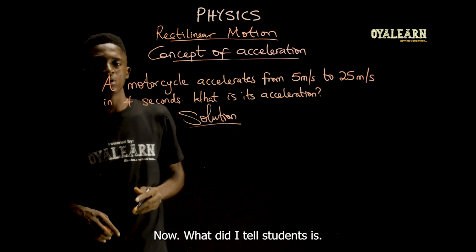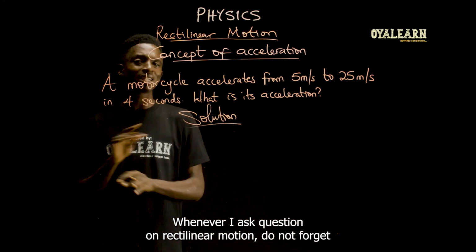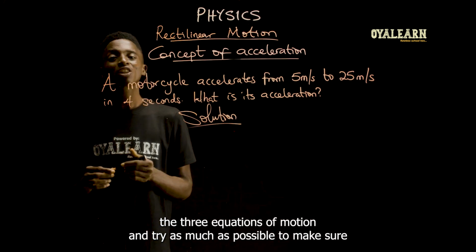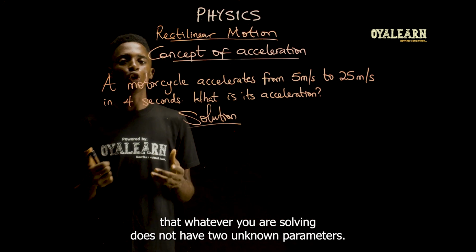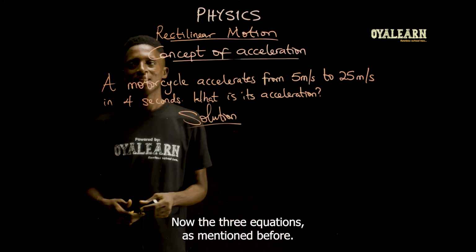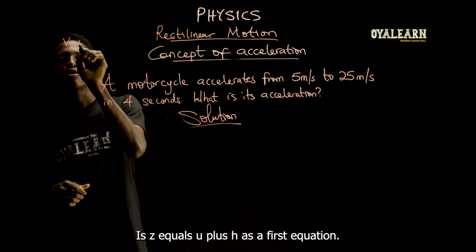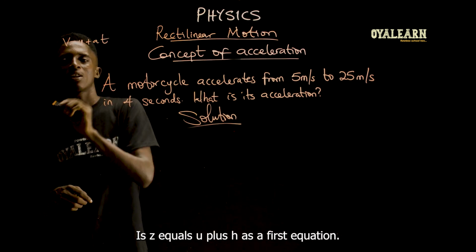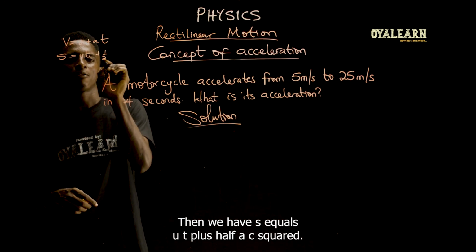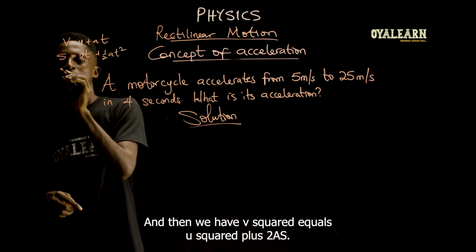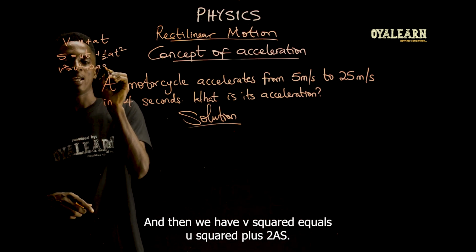Now, one thing I tell students is, whenever you have a question on rectilinear motion, do not forget the three equations of motion and try as much as possible to make sure that whatever you are solving does not have two unknown parameters. Now, the three equations, as mentioned before, are v equals u plus at as the first equation, then we have s equals ut plus half at squared, and then we have v squared equals u squared plus 2as.